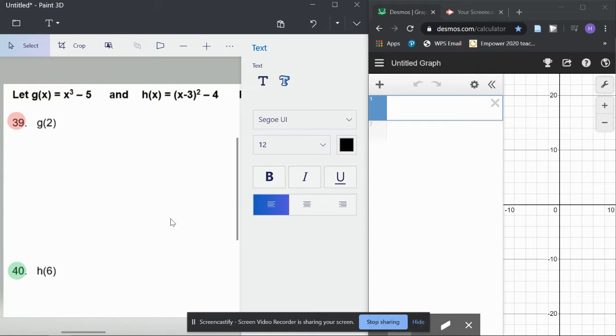Okay, so these two problems, 39 and 40, should be at the very end of your practice packet. I'm going to do 39 for you as an example, and I want you to do 40 for me and turn it in to me along with those other problems from the previous video. The reason I'm doing this for you is just because the functions are a little bit more complicated, but it's the same idea. So for 39, we're looking to find g of 2.